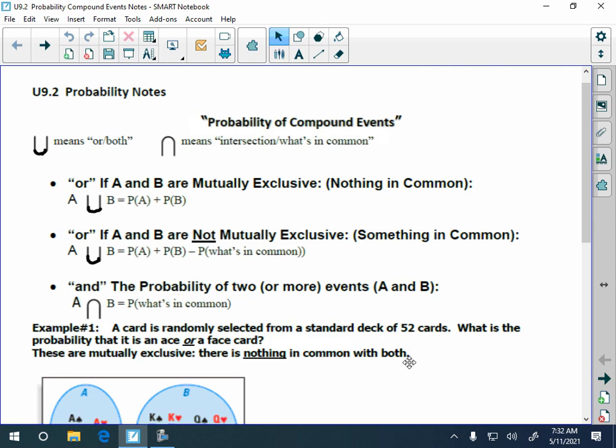So if we want to find the probability of an event happening that are mutually exclusive, we would take the probability of A occurring, the first event, and then add on the probability of B, the second event. So we just add those two together.